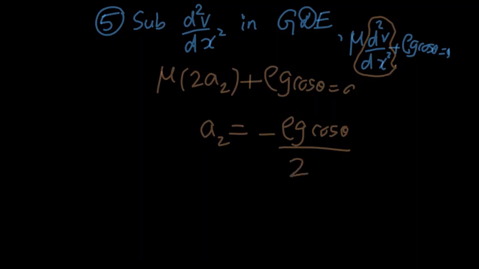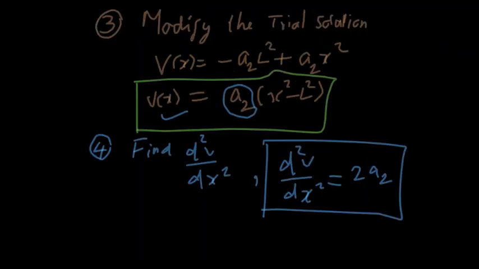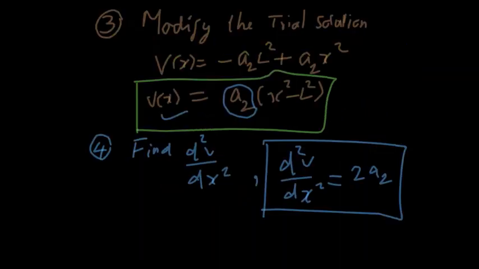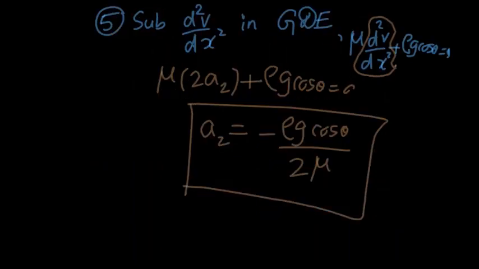So it's whole divided by 2 mu. So that is the value of a2. Now let me have a look at my modified trial solution. My modified trial solution is a2. This is the modified trial solution. All I need to know is the value of a2, and now I have got the value of a2, which means I have got the value of velocity. I can now tell, without having to measure practically, what is the value of velocity at any arbitrary location of x.